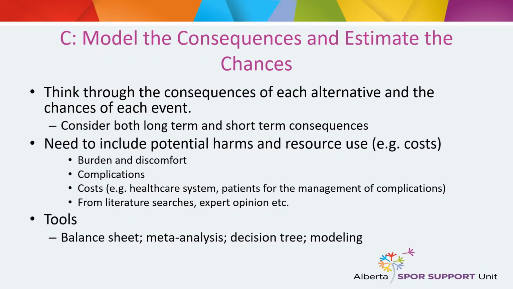Next is to think through the consequences of each alternative and the chances of each event. Consider both long-term and short-term consequences. You need to include potential harms and resource use. For example, burden and discomfort, complications, cost to the healthcare system, and patients.